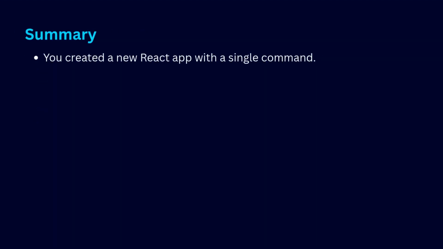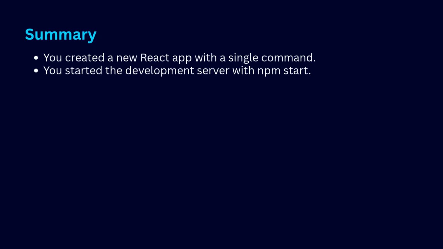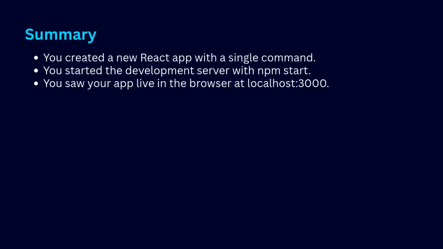To summarize, you created a new React app with a single command. You started the development server with npm start. You saw your app live in the browser at localhost:3000. Simple, right? In the next video, we'll explore this project structure in detail and make our first change to the React app.